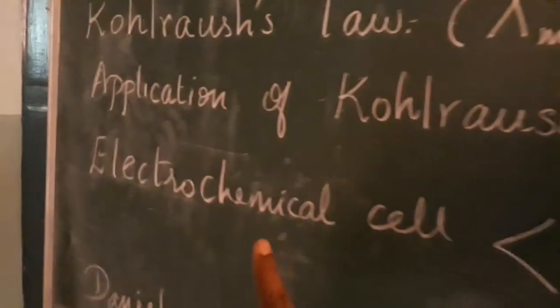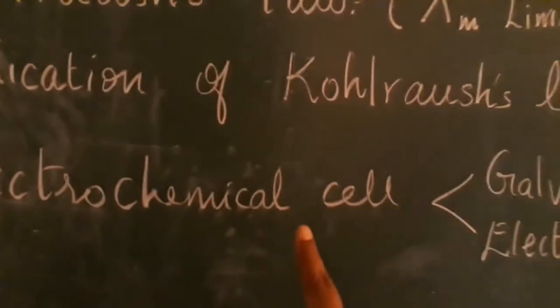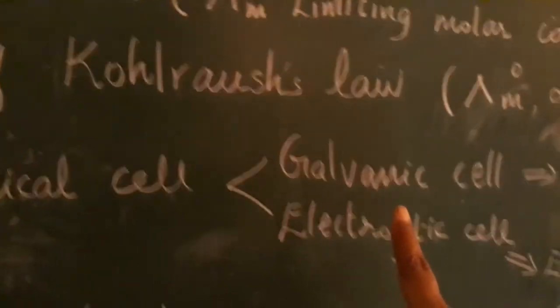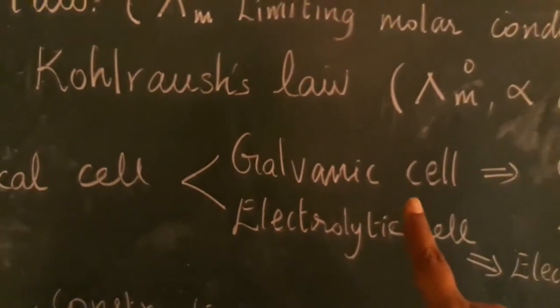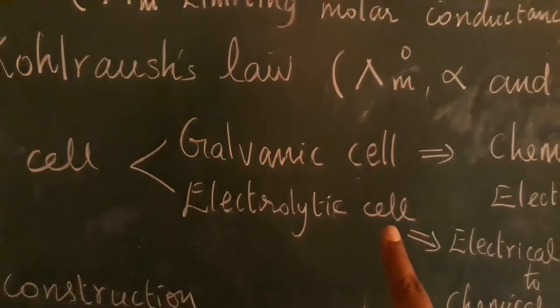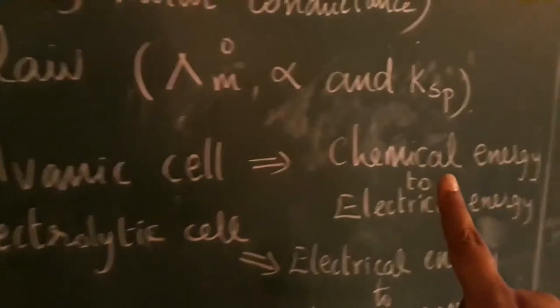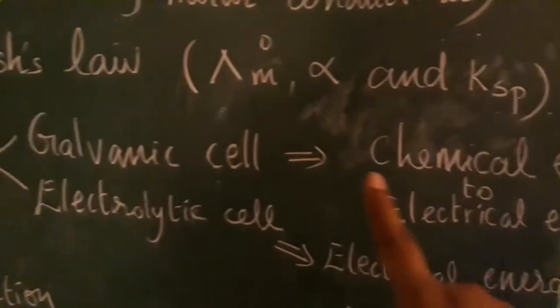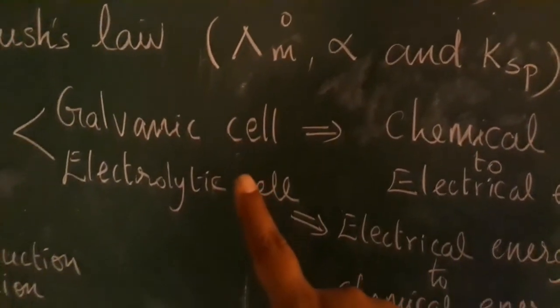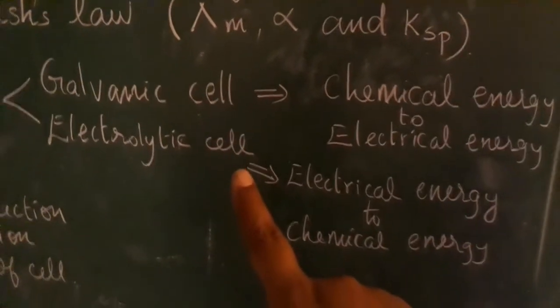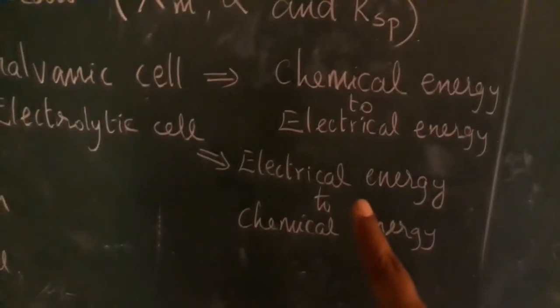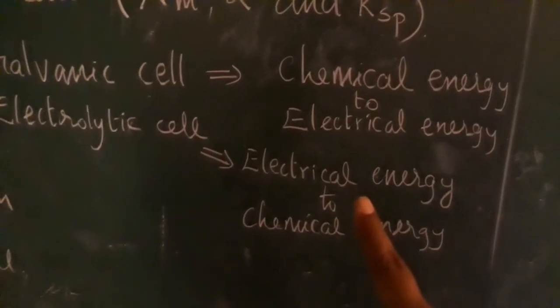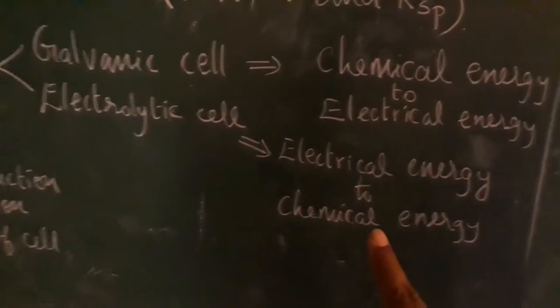The next one, we are going to learn the electrochemical cell. There are two types of electrochemical cell. One is the galvanic cell, another one is the electrolytic cell. In a galvanic cell, the chemical energy is converted into electrical energy. That is called a galvanic cell. The next one, the electrolytic cell. Here, the electrical energy is converted into chemical energy.